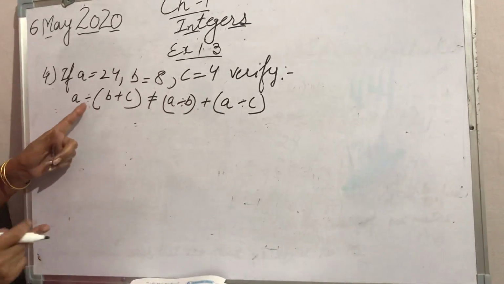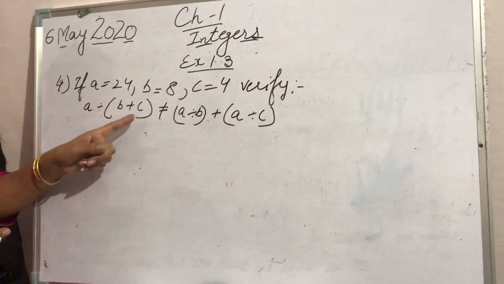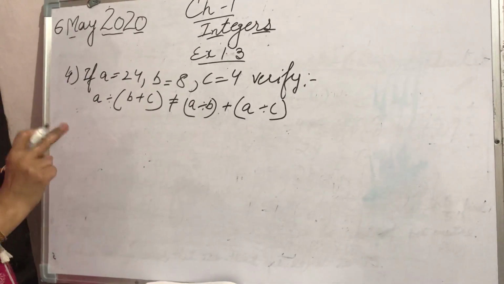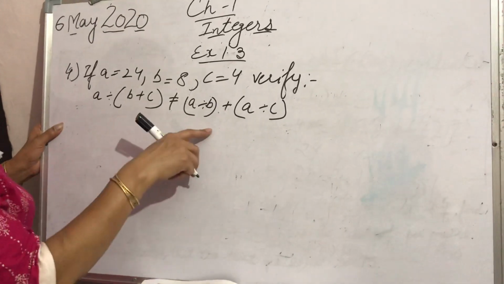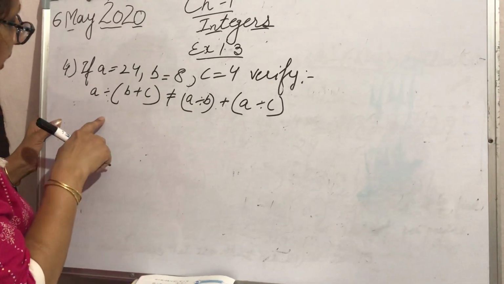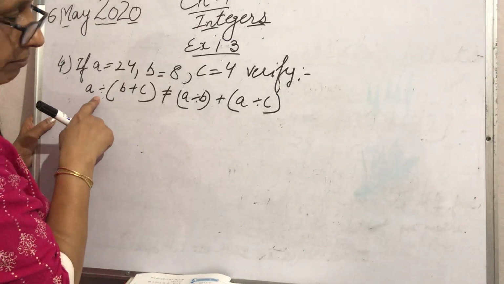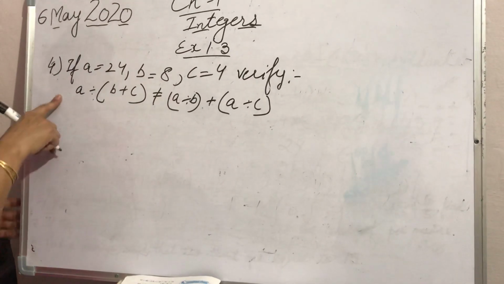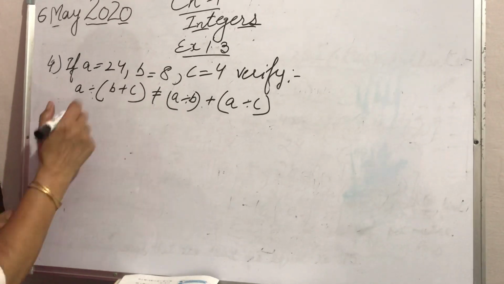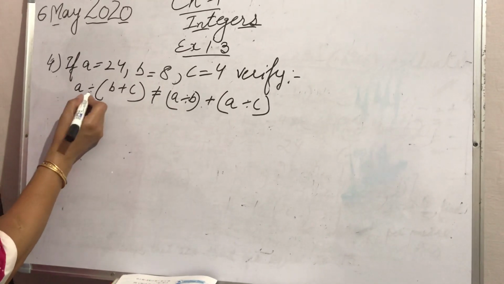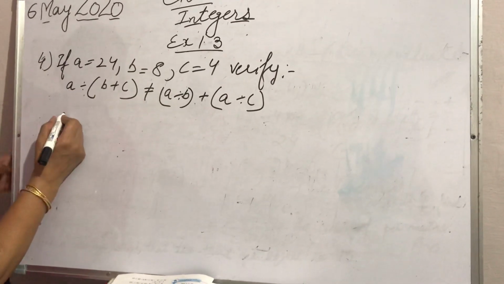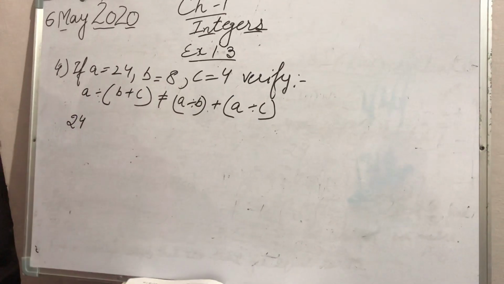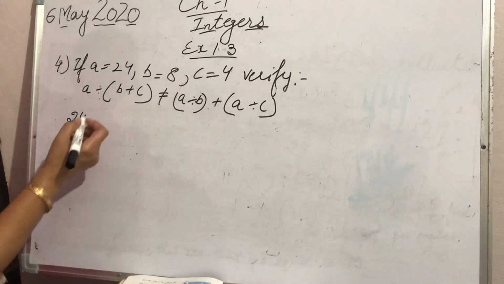So this is distributive property under division. Distributive property under multiplication, then the answer will be same. But there is division. Distributive property under division, it will not exist. So answer will not remain same. So replace the value with A, B, C. Value of a, it is 24. Left side and right side, in both sides we'll replace the value of a, b, c.